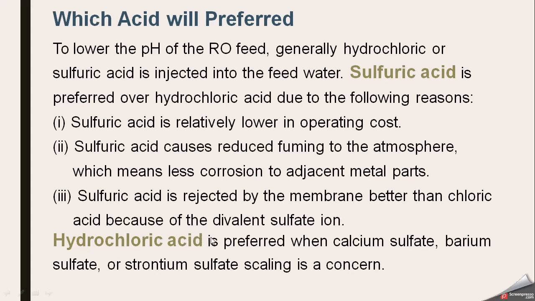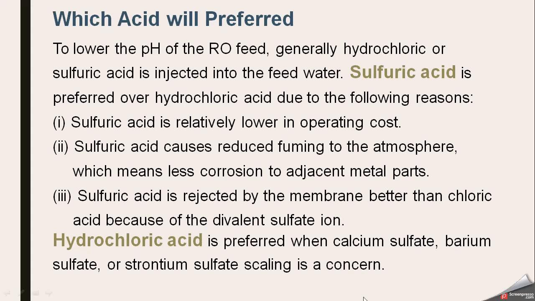And sulfuric acid is rejected by the membrane better than hydrochloric acid. Why? Because in sulfuric acid we have a sulfate ion. The sulfate ion is divalent, and the membrane can normally remove higher-charge ions more easily as compared to monovalent ions like chloride. So sulfate is divalent and it can be easily removed.